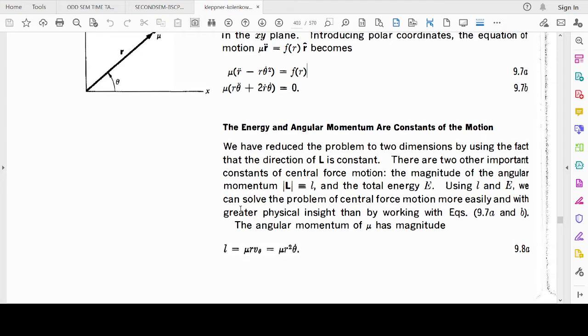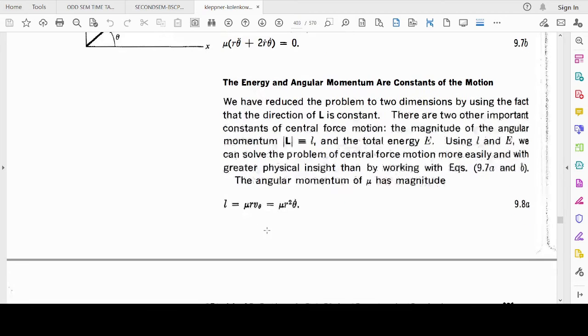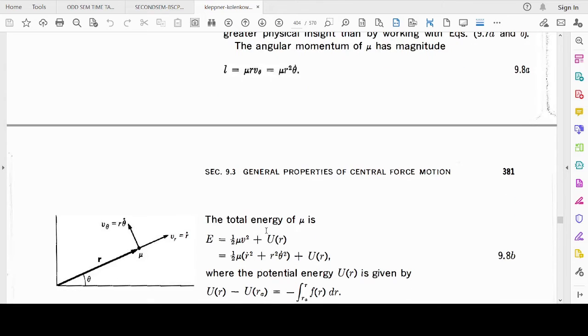Okay, now we are going to use these two equations, and the second equation is the force equation in terms of theta. Now we know that the angular momentum of a body is given by mvr, magnitude is mvr. So instead of v we are putting r theta dot, so you'll get m r square theta dot, and the energy of a body under central force is the sum of kinetic energy and potential energy.